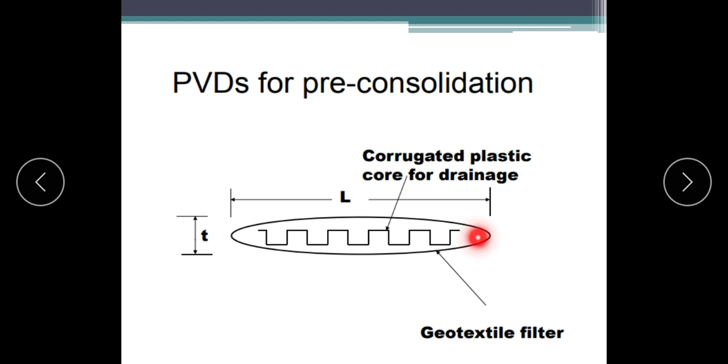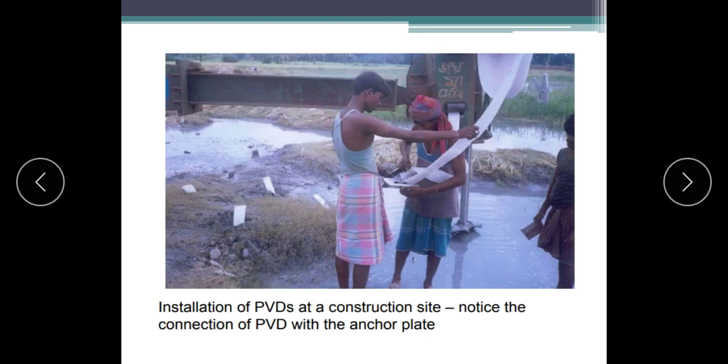Outside we have a geotextile filter, and inside we have a highly permeable material, that is a corrugated plastic core for drainage. So this is the installation of PVDs at a construction site.